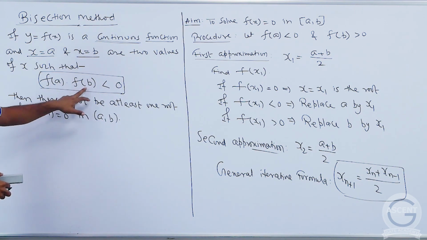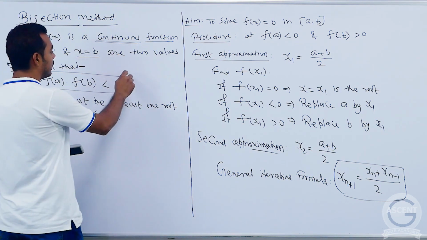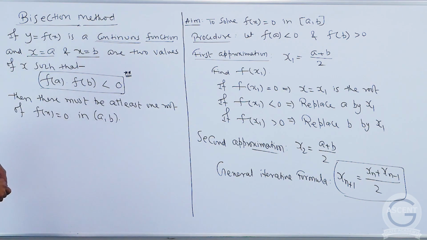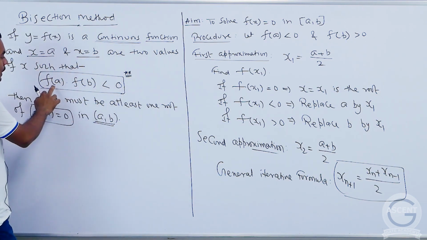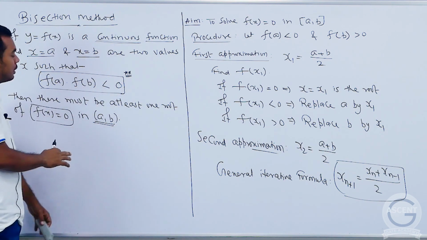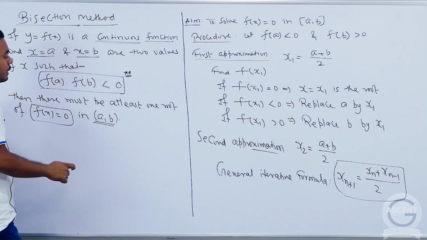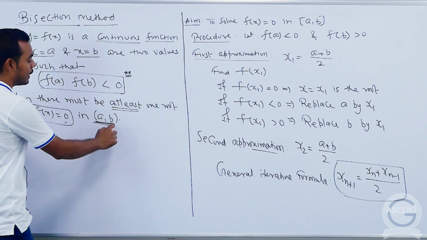If f of a and f of b are of opposite sign, then f of a into f of b will be negative. So if this condition is satisfied for any function and any two points a and b, then the result is that there must be at least one root of f(x) equals 0 in this interval ab. If f of a into f of b is less than 0, this means one of these two is positive, the other one is negative. Then there must be at least one root of f(x) equals 0 in this interval a to b.